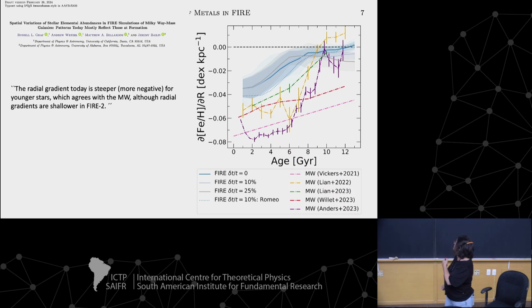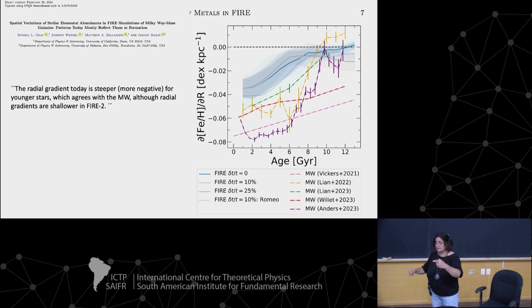So these are FIRE simulations for Milky Way-like galaxies. The radial gradient today is steeper, more negative, for younger stars, which agrees with the Milky Way, although radial gradients are shallower in FIRE simulations. In the Milky Way, we have shown in our data sets that it's also shallower, but we have interpreted and shown that radial migration plays a role too. That's the difficulty we have now, okay?